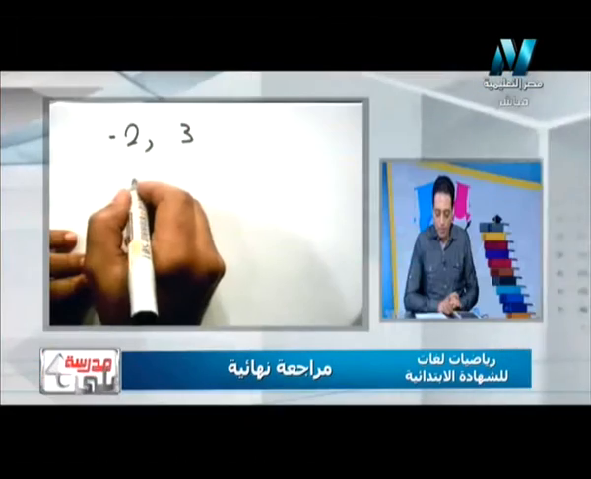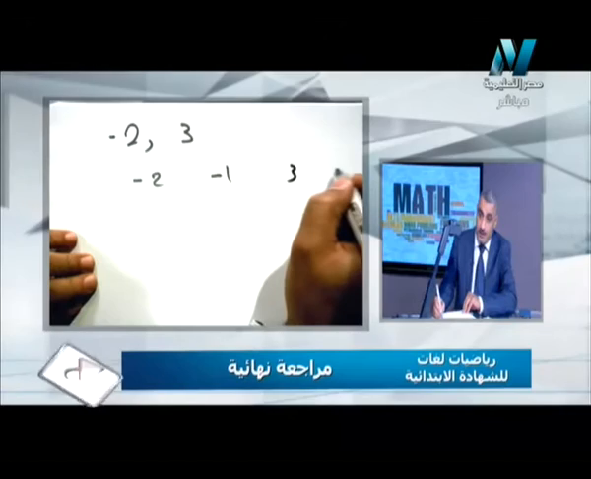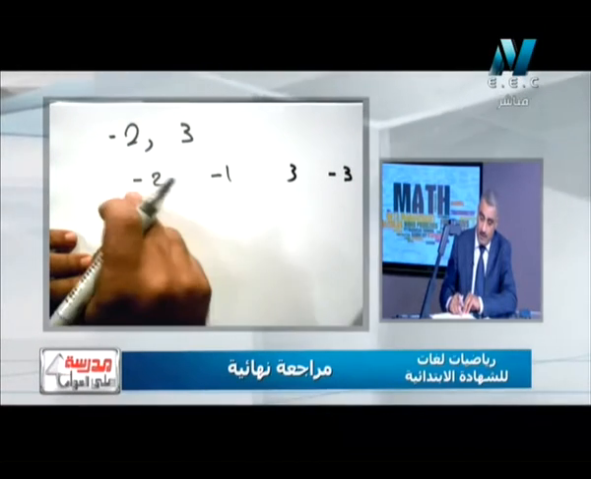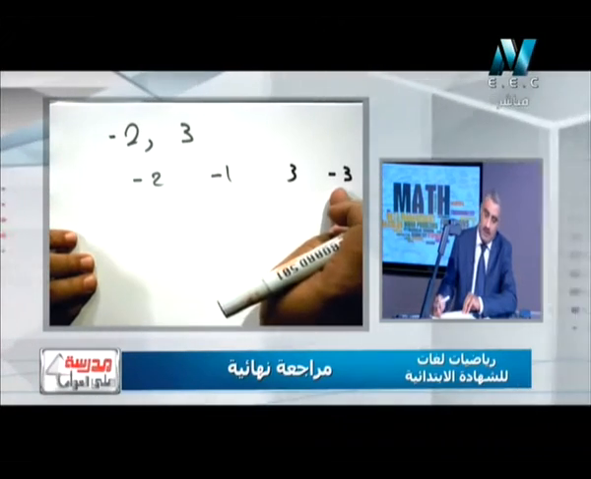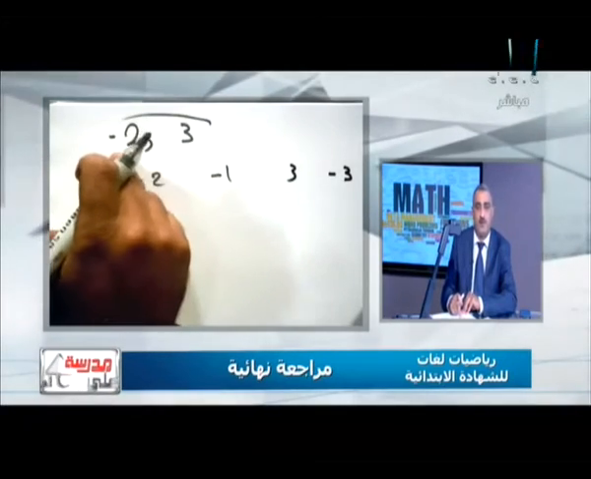Negative 2, negative 1, 3, negative 3. It's okay. Which one of them lies between negative 2 and 3, my dear students?